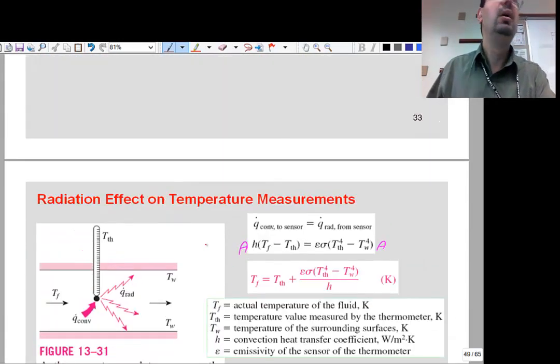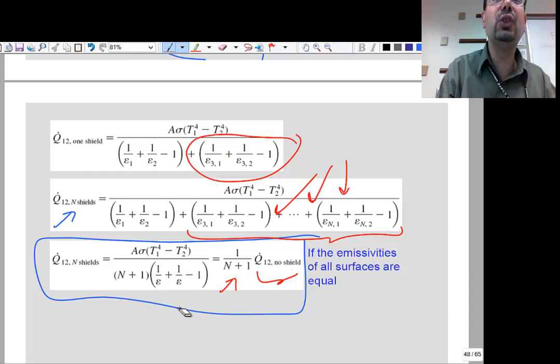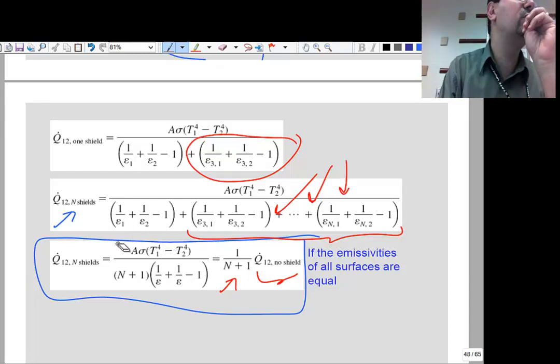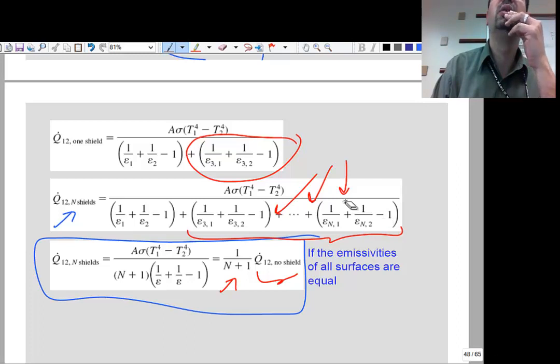So just to be clear, to use that one little shortcut where the emissivities of the surfaces are equal, this is only if epsilon 1, epsilon 2, and epsilon 3, surface 1, surface 2, and the shield, all have one value, and that's epsilon. Then it falls down to this. If they are different, you cannot use this formula. You have to use this. Right? Very good.